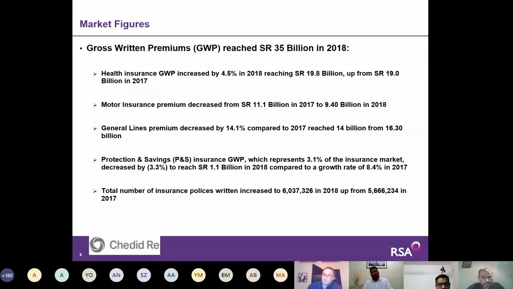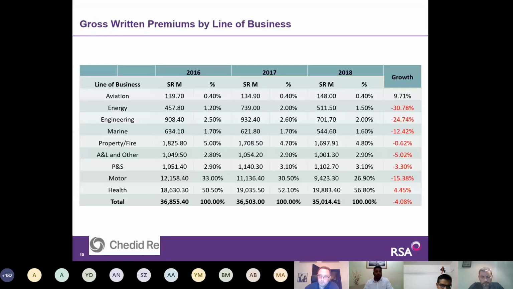General lines premium decreased by 14.1% compared to 2017, reaching 14 billion from 16.3 billion. Protection and savings insurance gross written premium, which represents 3.1% of the insurance market, decreased by 3.3% to reach 1.1 billion in 2018, compared to a growth rate of 8.4% in 2017. The total number of insurance policies written increased to 6.037 million in 2018, from 5.66 million in 2017. So these are the general market figures, and let's have a look at the detailed written premiums of each line of business.